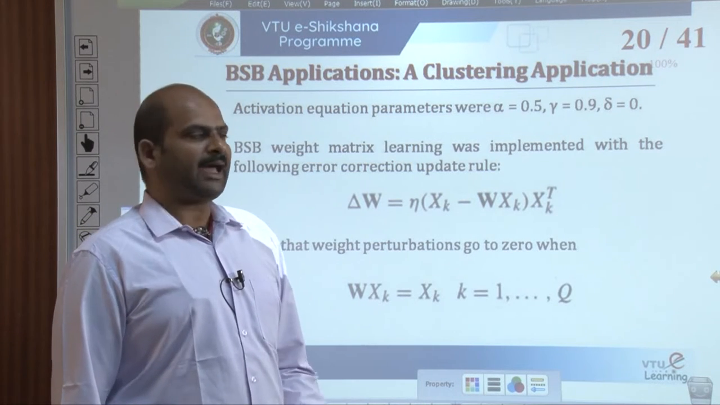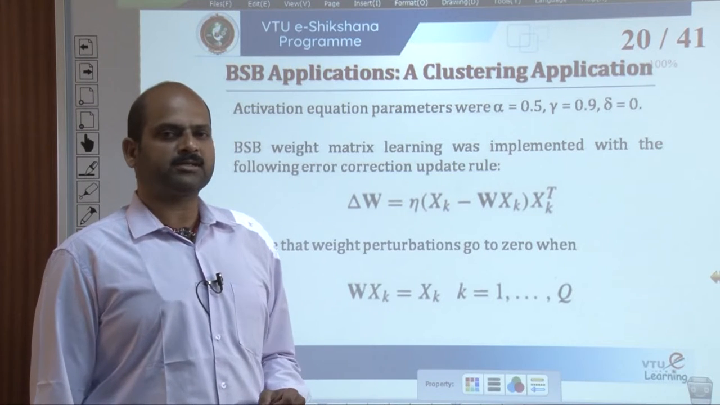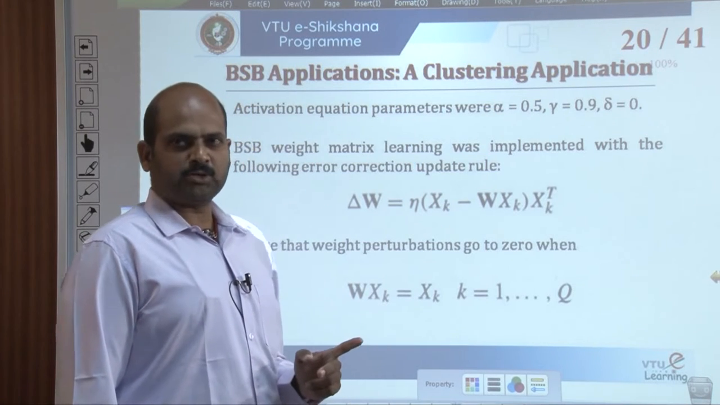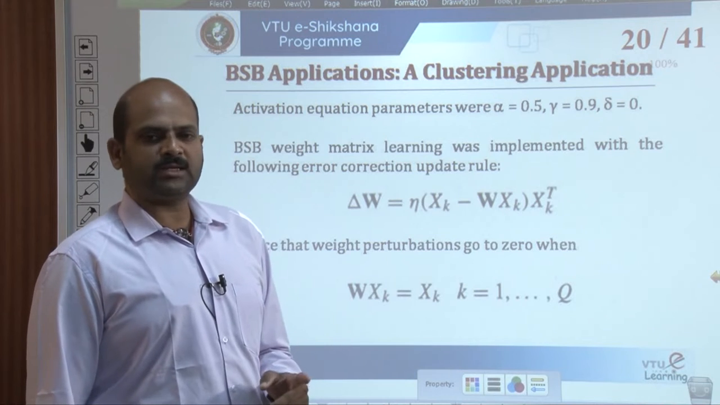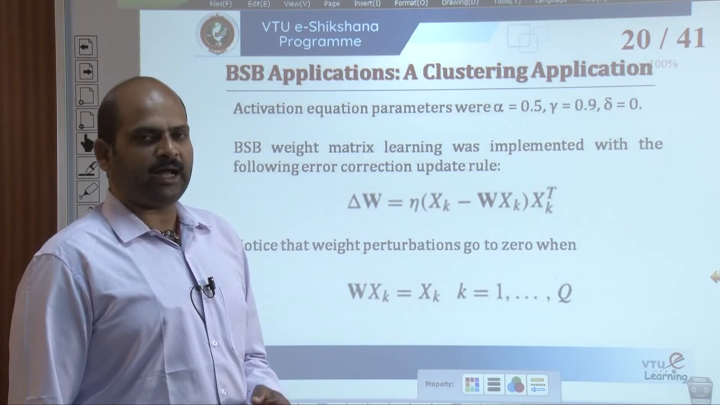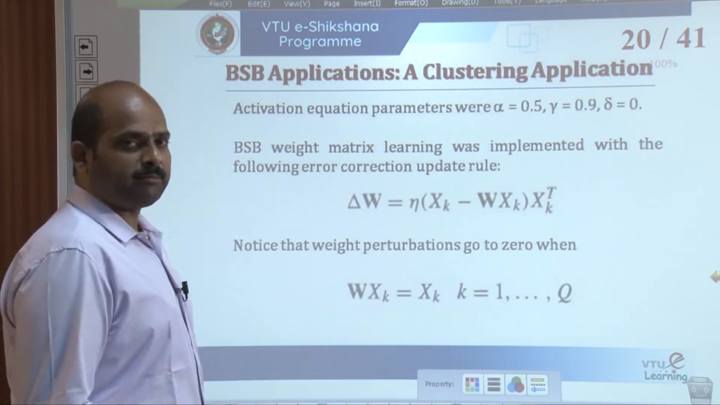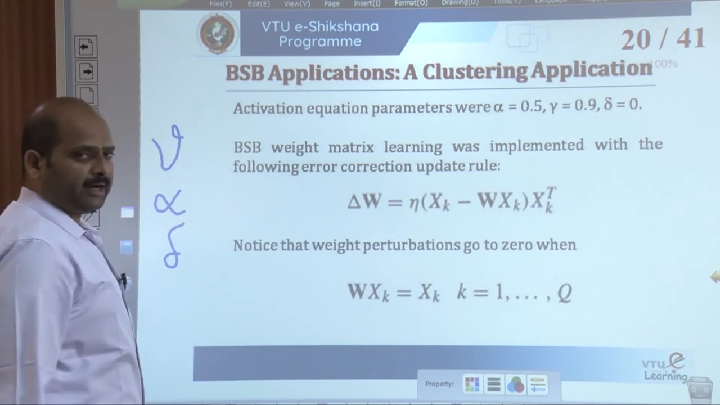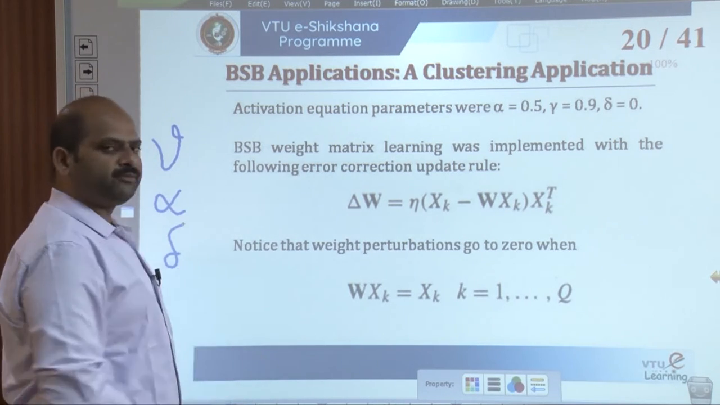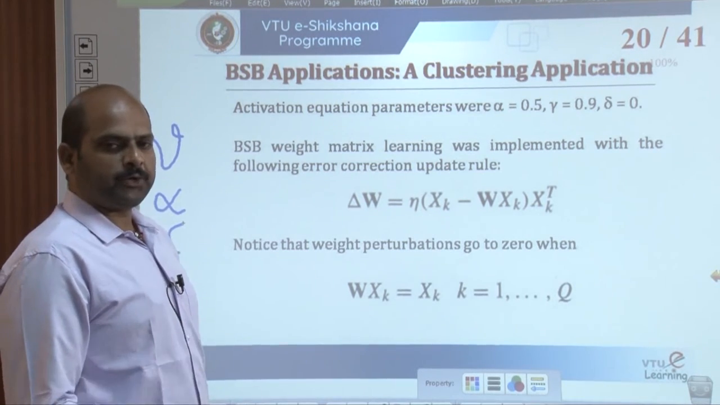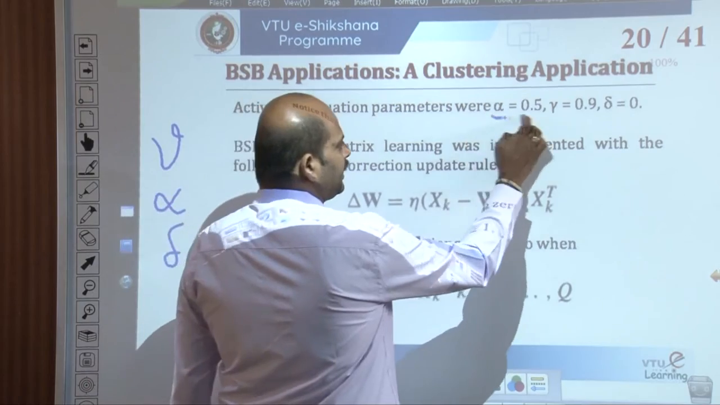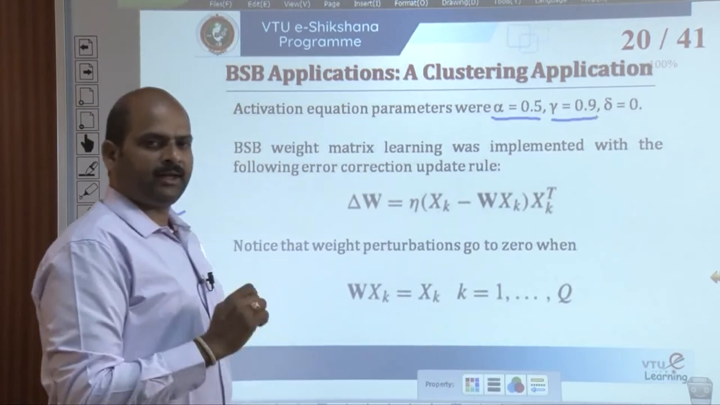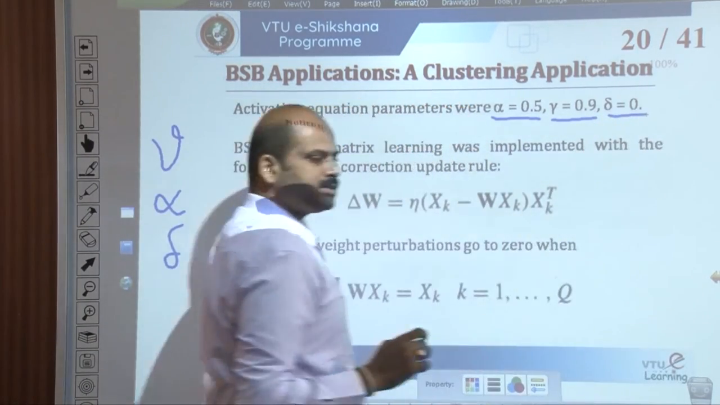For the activation equation, as we have already come across, there are two different functions: the activation function and the signal function. From the activation equation, the parameters are the gamma value, alpha value and delta value. Here I am going to modify these values a bit: the alpha value is 0.5, the gamma value is 0.9, and the delta value is 0.